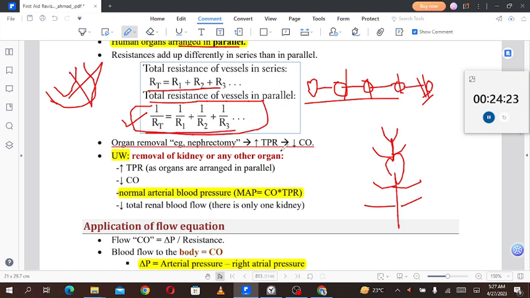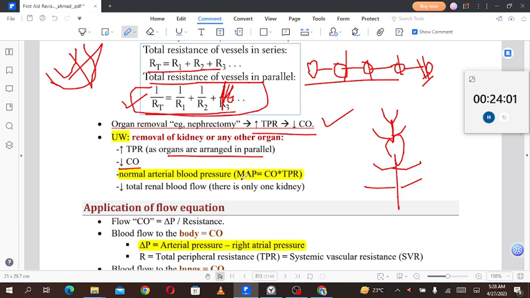Organ removal, for example nephrectomy, increases the total peripheral resistance and decreases the cardiac output. That is such a beautiful example. You remove one kidney, you remove this component, and the total peripheral resistance is increased, and now there is decreased cardiac output. UWorld point: removal of the kidney or any other organ increases the total peripheral resistance, as the organs are arranged in parallel, and decreases cardiac output.